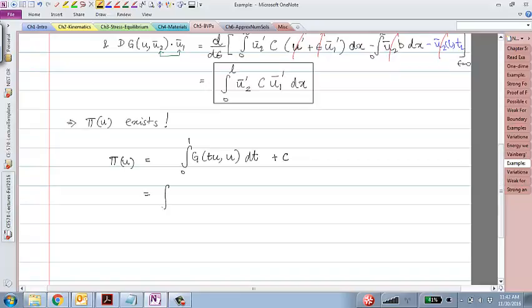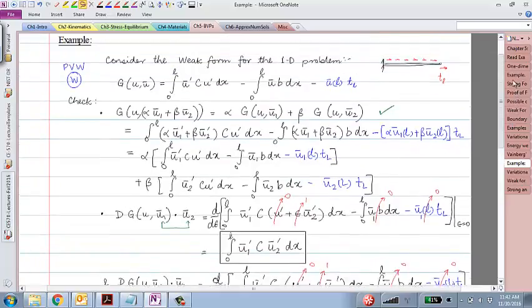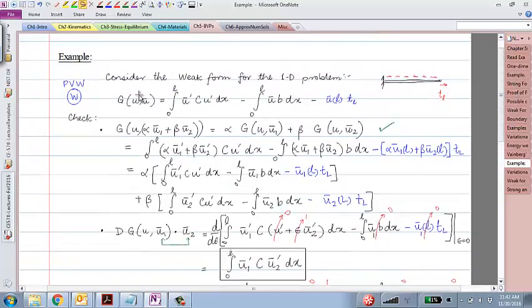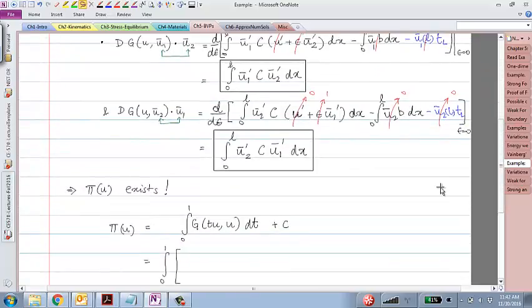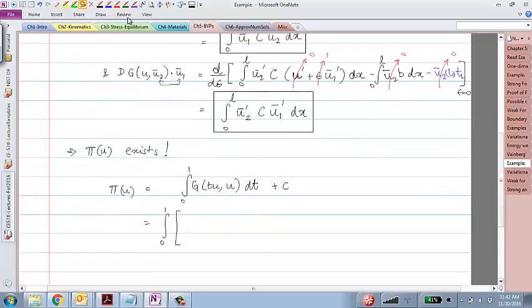So I'll put the integral 0 to 1 outside. In this big square bracket, I will write out the big G functional, where all I will need to do is substitute into this G functional. I will substitute t times u wherever real displacement occurs, and wherever virtual displacement occurs, I will replace it with u. Okay, so G of u comma u bar was originally given to me. What I'm trying to find is G of tu comma u. Right, so we'll do that.